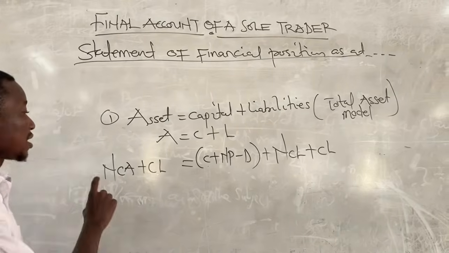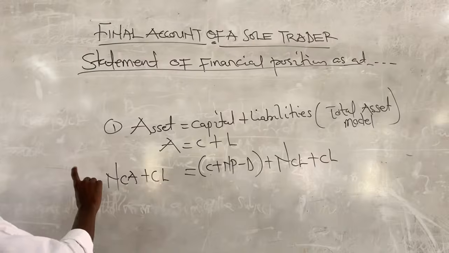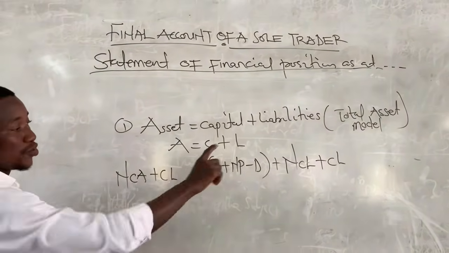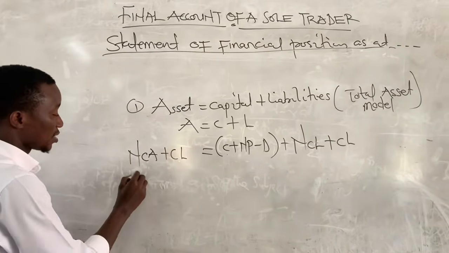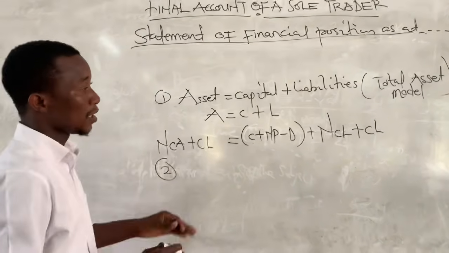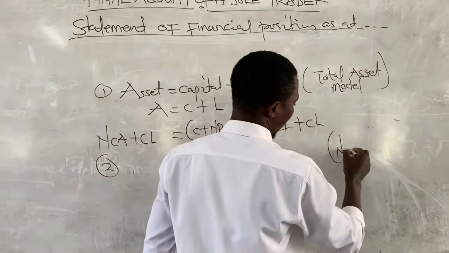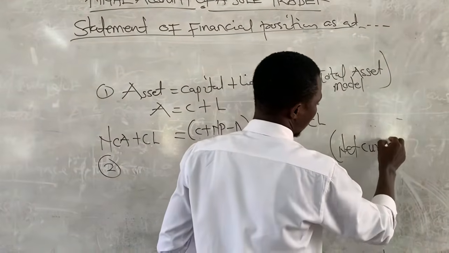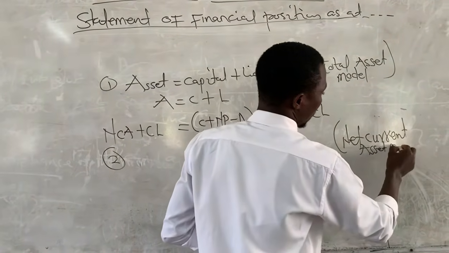Basically, this is the total assets model. When we go to the statement of financial position, we are going to present something like this. But with this first model, we can derive a second model from it. The second model is the net current asset model.